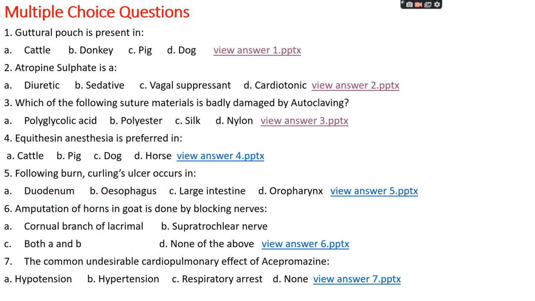Question number 4. Equithesin anesthesia is preferred in option A, cattle, option B, pig, option C, dog, or option D, horse. The right answer is option D, that is horse.